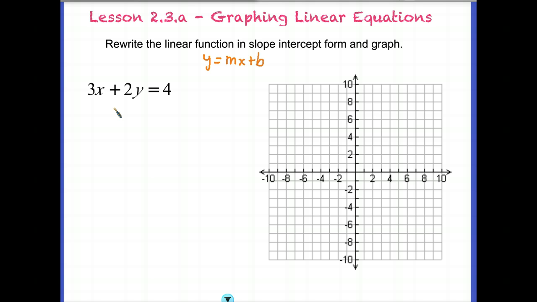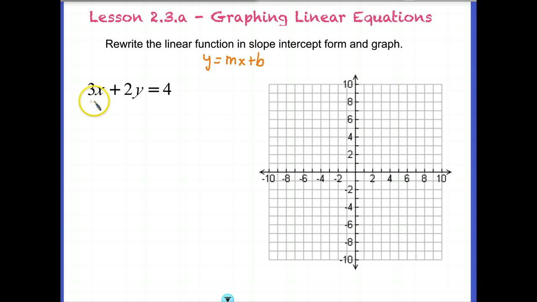Well, one way we can do it is we can make a table of values and we can plot the points and then connect them with a line. But another way that we can do this is to go ahead and rewrite it so that it's in the form that we want. So in this case, we will be solving for y, and you have had some experience rewriting equations to solve for one variable so that it's in terms of another. So this would be one of those times.